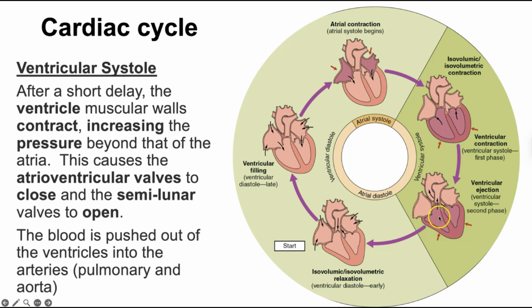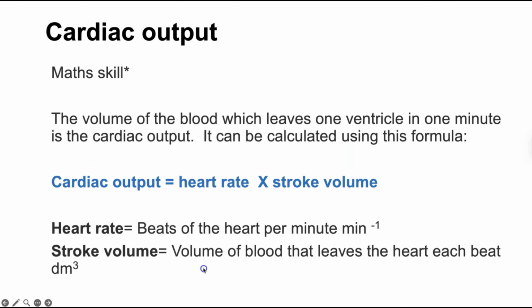And then when the pressure is even higher compared to the arteries, it causes the semilunar valves to open. And that is what causes the blood to be pushed out of the ventricles through the two arteries, either to the lungs or to the rest of the body through the aorta.